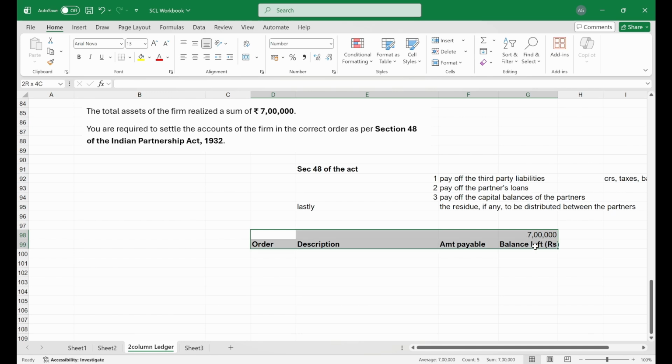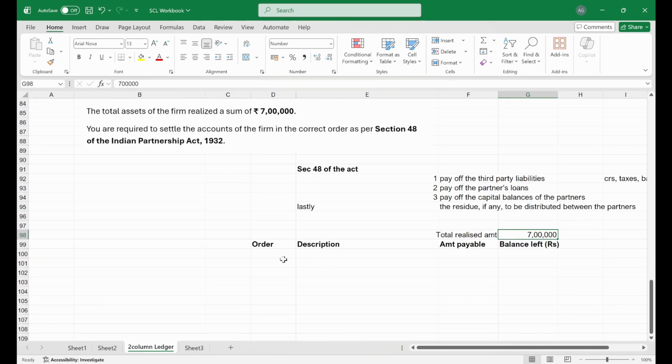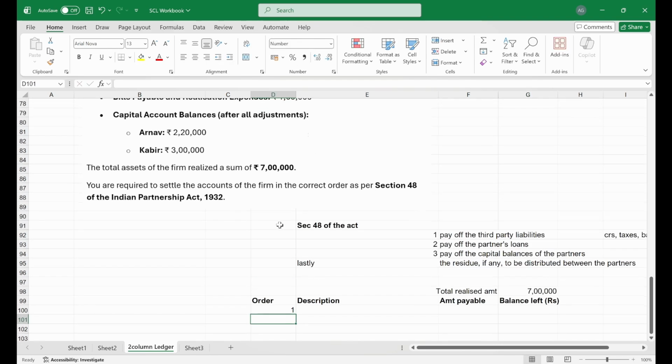This is the format that I have put. Here I have written the total realized amount, worth rupees 7 lakhs. I'm starting my dissolution process with this 7 lakh as a base. Here I am going to write the sequence of the order, and here I am going to write the description of what I am settling and how much I am settling, and after I settle that amount, how much balance is left with the firm.